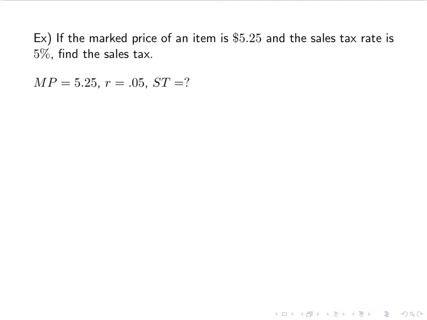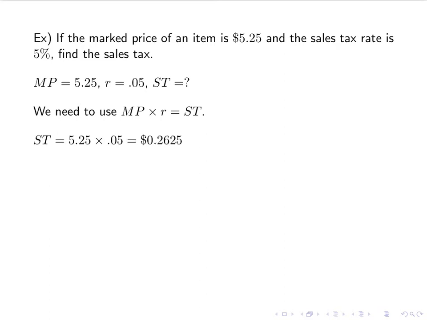So do we have an equation that has MP, R, and ST? Yes. MP times R equals ST. That's our basic percent equation, our first equation. So ST equals MP times R, 5.25 times 0.05. We get this lovely guy. Then we need to remember we need two decimals because it's dollars. So 0.2625 is not helpful. It's 0.26, 26 cents. Always make sure you're rounding to two decimals for these dollar problems.